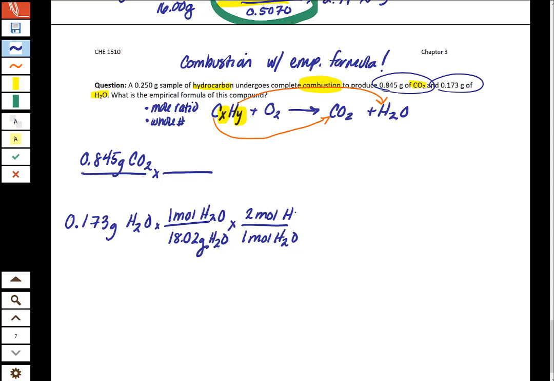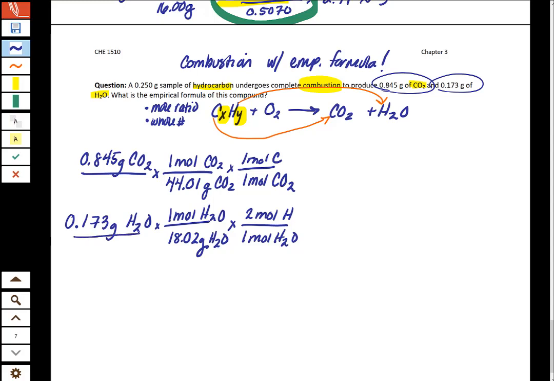Okay, let's do the same thing with CO2. CO2 has a mass of 44.01 grams of carbon dioxide in 1 mole of carbon dioxide. So then the same thing here, we don't want grams of carbon dioxide. We don't even want moles of carbon dioxide. We want moles of carbon. So we have one more term to put in. 1 mole of CO2 contains 1 mole of carbon.